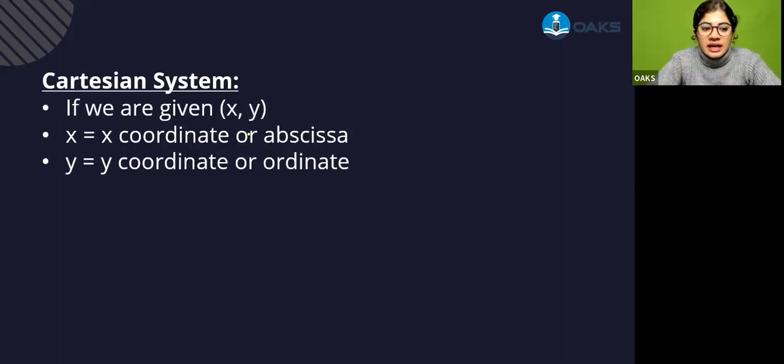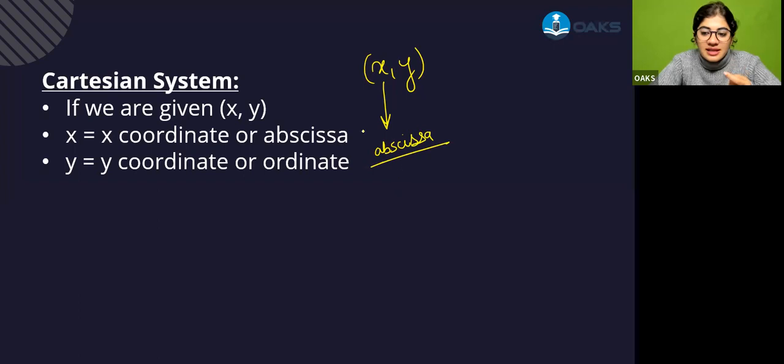Kindly imagine if we are given x, comma, y. You all know these are the coordinates, x, comma, y. So x is known as the x coordinate, or we can say abscissa. Abscissa is the x coordinate. You can see the spelling here.